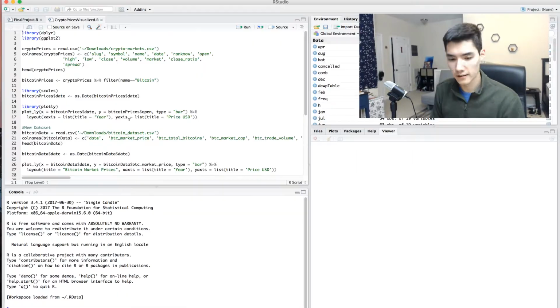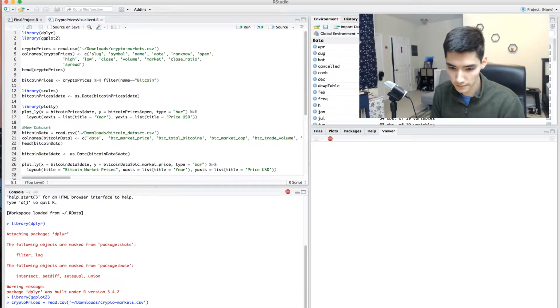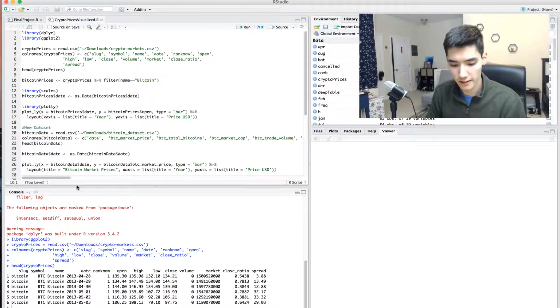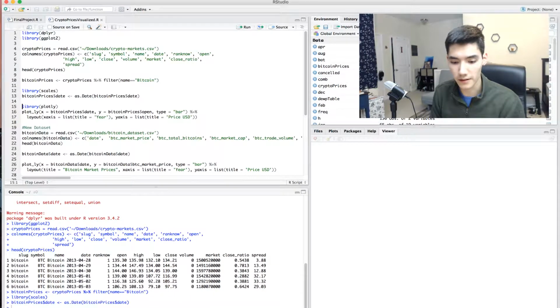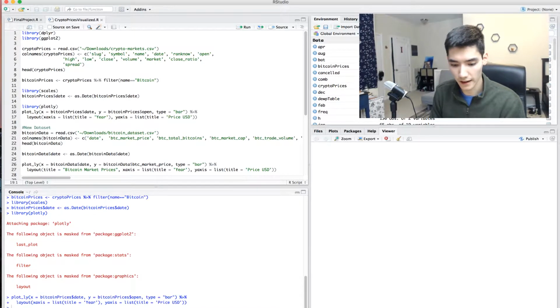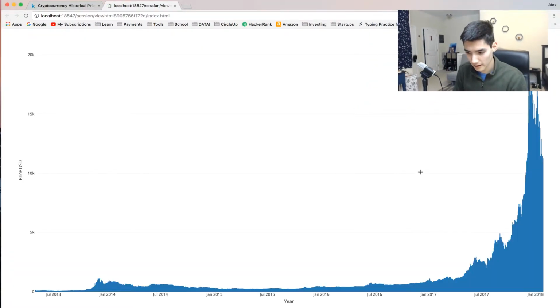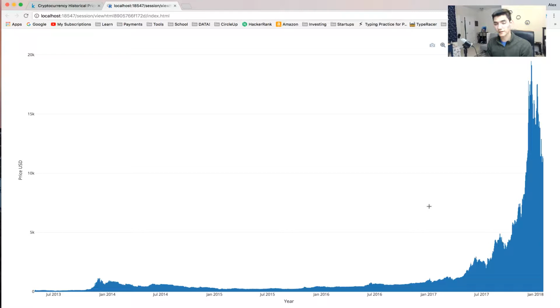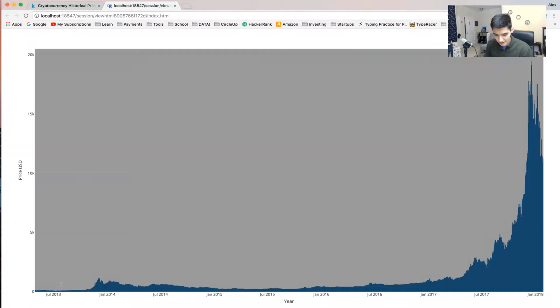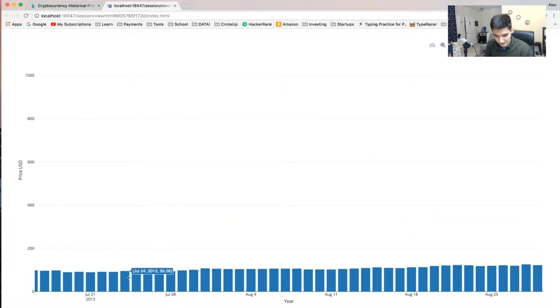So let's start that. Here's the R code I've written to help us visualize these two data sets that I showed you earlier. First, I'm reading in the first data set. And as you can see here, this is the one with the highs and lows. Next, I'm doing some formatting. And here's a graph. Let's make this bigger so you can see it. This is the price in US dollars that Bitcoin has been since 2013. So let's look at this a little closer.